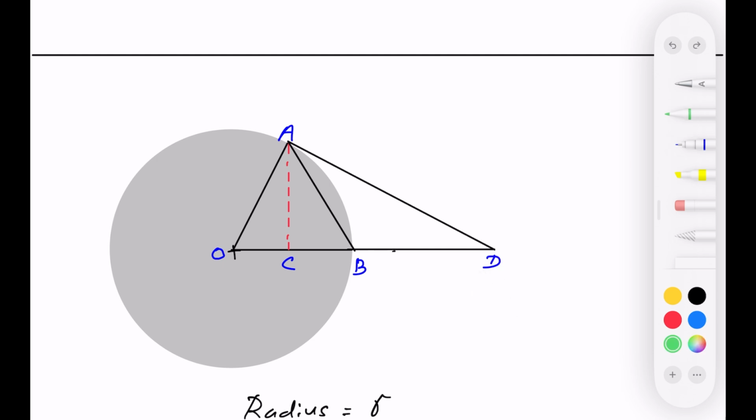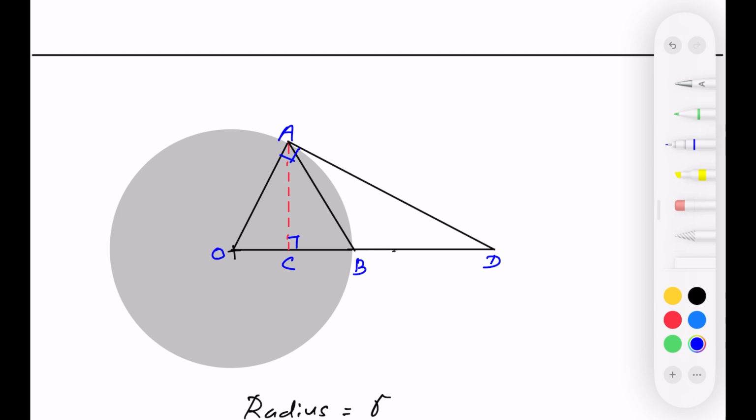Now I have a question for you. What should be the size of angle OAD? Angle OAD should be 90 degrees. That's because AD was a tangent drawn to the circle at point A, and OA is the radius. We know that always the radius is perpendicular to the tangent. In addition to that, AC was drawn as a perpendicular to the line OB. Therefore, the angle right here should also be 90 degrees.